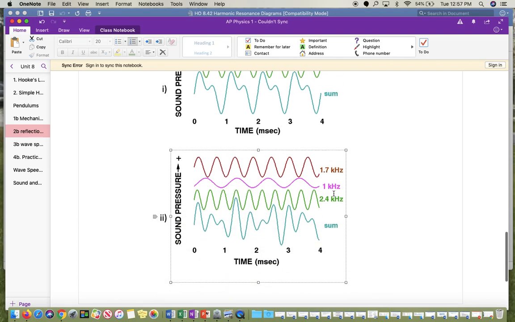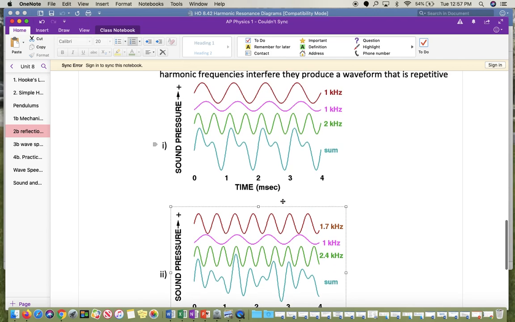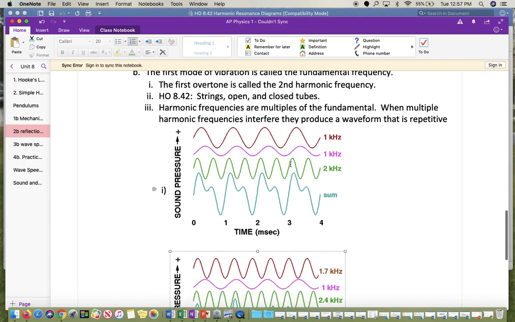If instead we have three different strings vibrating at different frequencies that are not of the same harmonic, then we get a non-repetitive tone. Okay, so this would be like having a guitar string that is out of tune and then trying to overlap the sounds. It does not end up producing a very pleasing sound quality. Okay, so what we want is these repetitive harmonic frequencies to overlap and form this repetitive waveform.